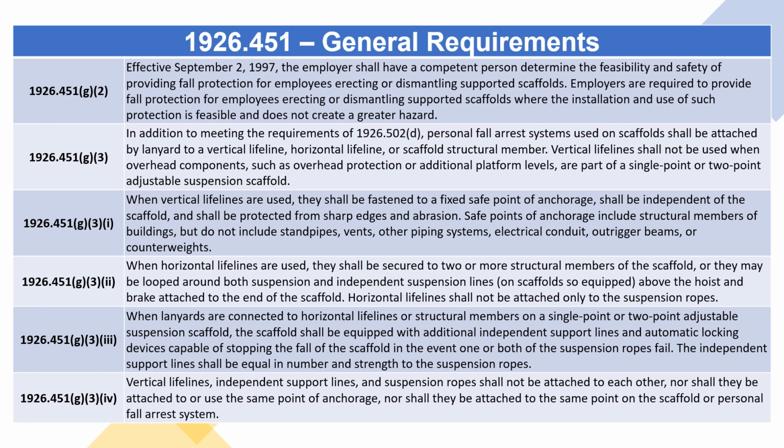When lanyards are connected to horizontal lifelines or structural members on a single-point or two-point adjustable suspension scaffold, the scaffold shall be equipped with additional independent support lines and automatic locking devices capable of stopping the fall of the scaffold in the event one or both of the suspension ropes fail. The independent support lines shall be equal in number and strength to the suspension ropes.